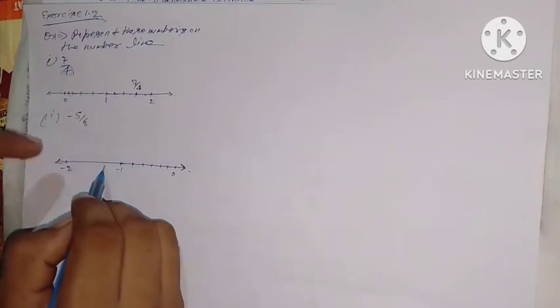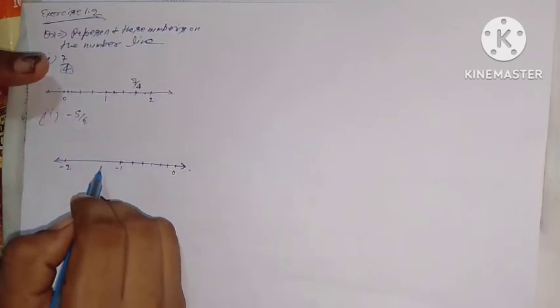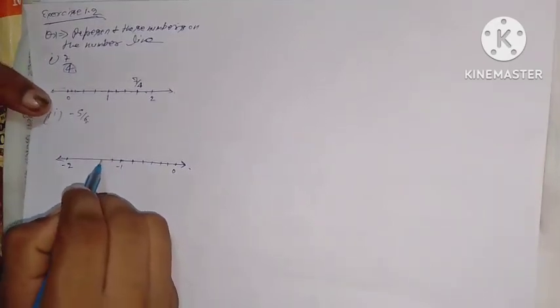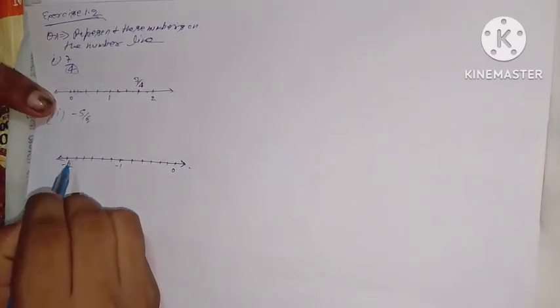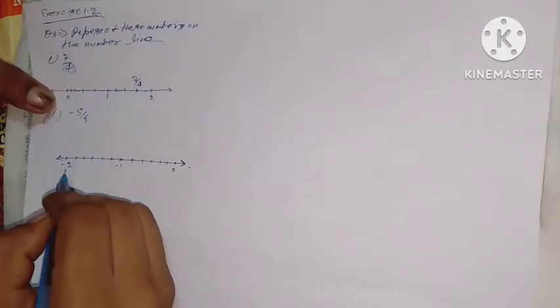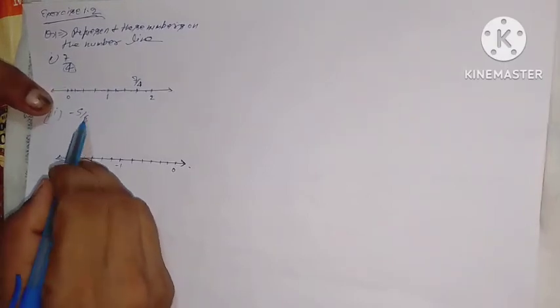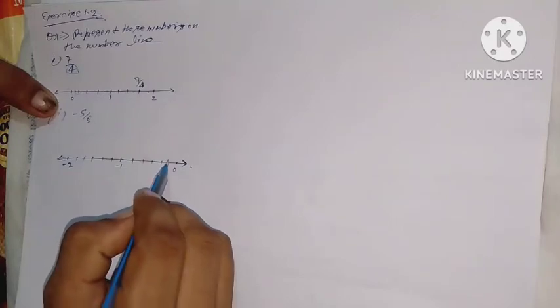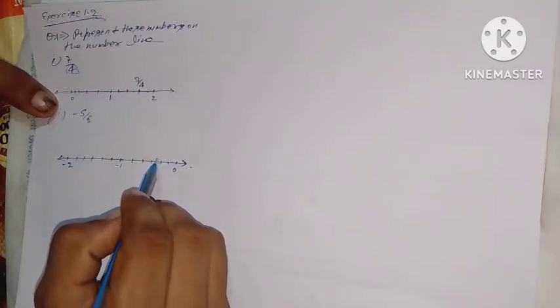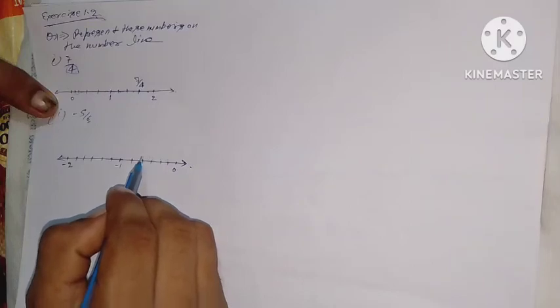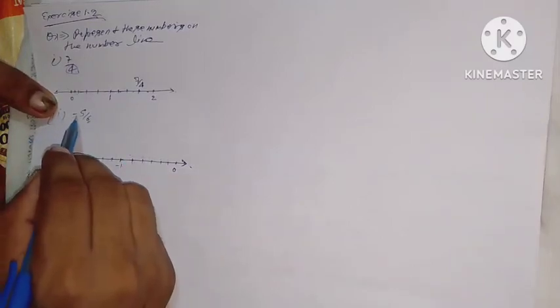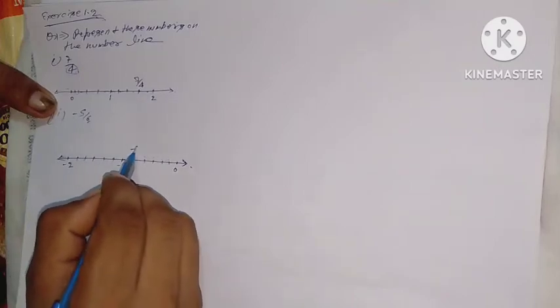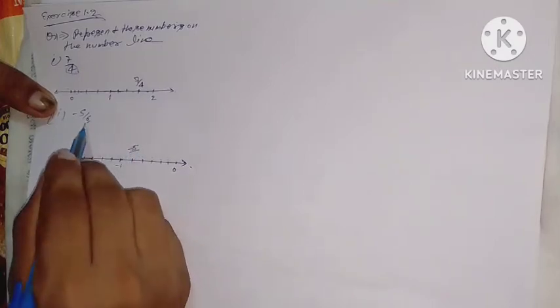And this partition is also divided into 6 parts: 1 part, 2 part, 3 part, 4 part, 5 part and 6 part. And we will mark these on the number line: minus 1, minus 2, minus 3, minus 4, minus 5, because the numerator is minus 5. Then minus 5 upon 6.